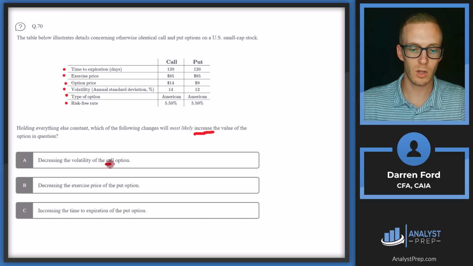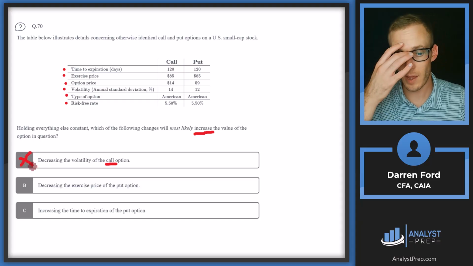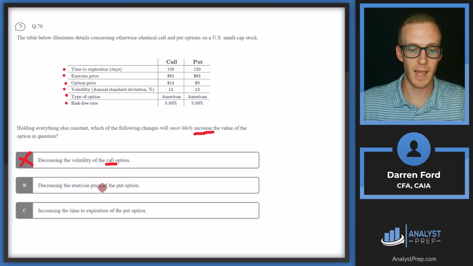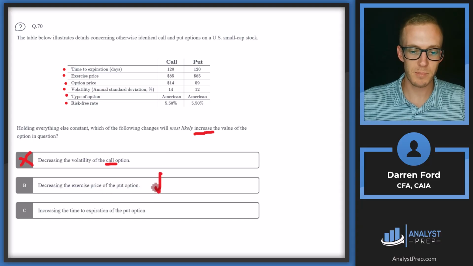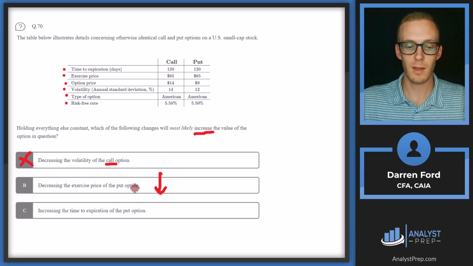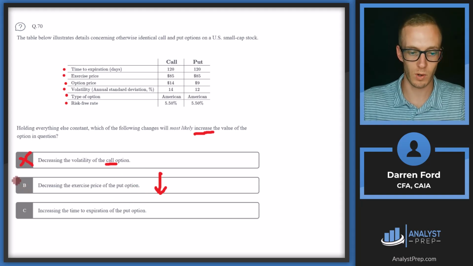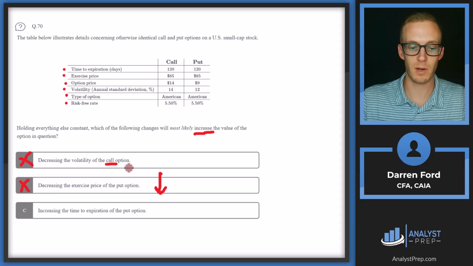So regardless of whether it's a call or a put, decreasing the volatility is going to mean that it's less likely to end up in the money. And so if it's less likely to end up in the money, it's going to decrease the value of it. So we can rule out A. B, decreasing the exercise price of the put option. So decreasing the exercise price on a put option is going to make that put option more out of the money since we want the price to be higher for our put to be more in the money. If a put is more out of the money, then it's going to be worth less since it's less likely that the option is going to be in the money at the end of the period.